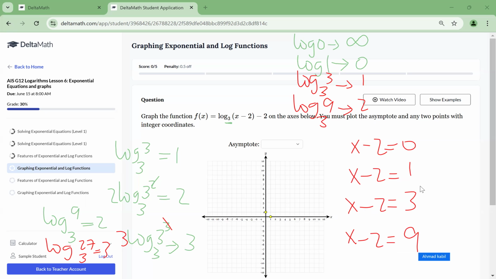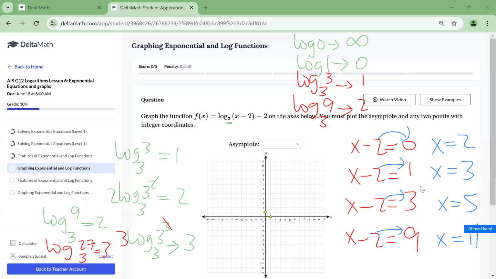So in this case, x equals 2, because we take the 2 to the other side. Here, if we take 2 to the other side, we get x equals 3. We take 2 here, we get x equals 5. And we take 2 here, we get x equals 11. So the interesting values for x are 2, 3, 5, and 11. Now, let's figure out what happens to the y in each of these cases. So x and y.